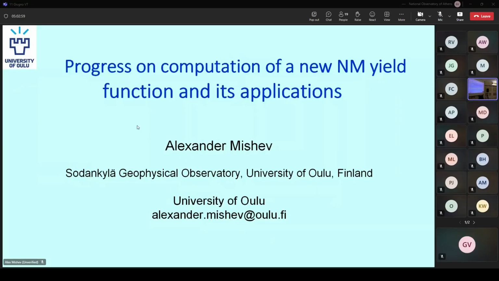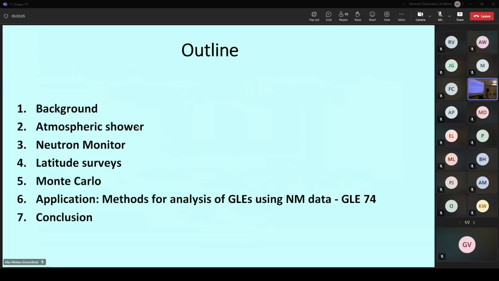Okay, I will present some progress of computation of the new Neutron Monitor yield function and some applications. So, a brief outline, some background. I will speak about atmospheric showers, Neutron Monitors, altitude surveys, and Monte Carlo, and I will focus on the application and the analysis of this amazing event of GLE 74.